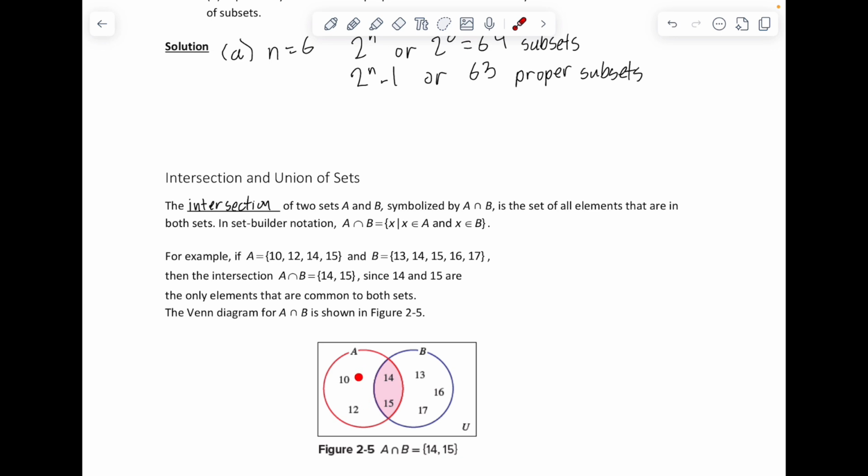Over here, we have the numbers 10 and 12. This region is inside the circle for A, but outside the circle for B, right? So this contains the elements in set A that are not in set B. So those would be 10 and 12. Over here, in this region, we have the elements in set B that are not in set A. And those would be 13, 16, and 17. Okay.